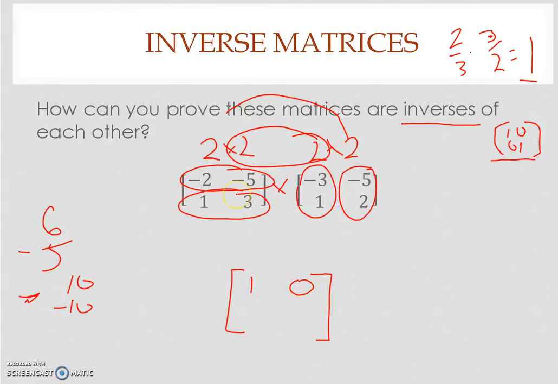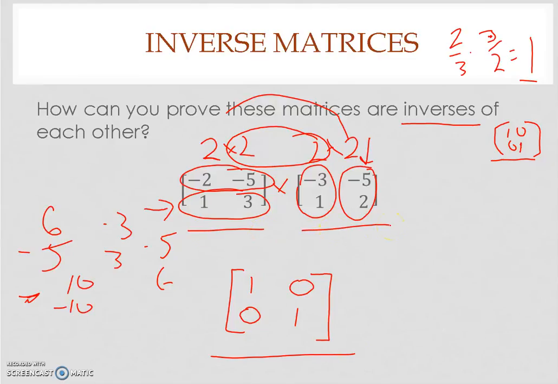Now I move on to the second row. 1 times negative 3 is negative 3. 3 times 1 is 3, and then when I add them together, I get 0. And if I move on to the second row, second column, 1 times negative 5 is negative 5. 3 times 2 is 6, and negative 5 plus 6 is 1. And so that does give me the multiplicative identity, which is 1, 0, 0, 1, which means these two are inverses of each other. They undo each other, just like 3 halves undoes multiplying by 2/3.